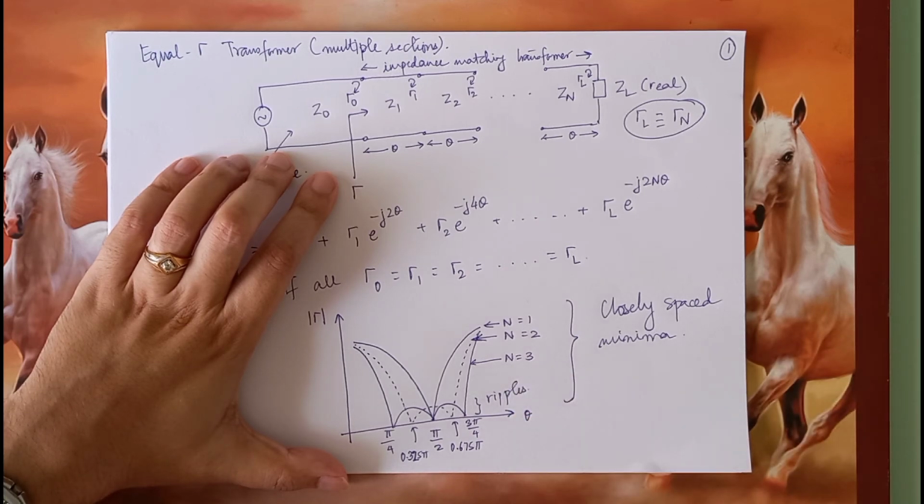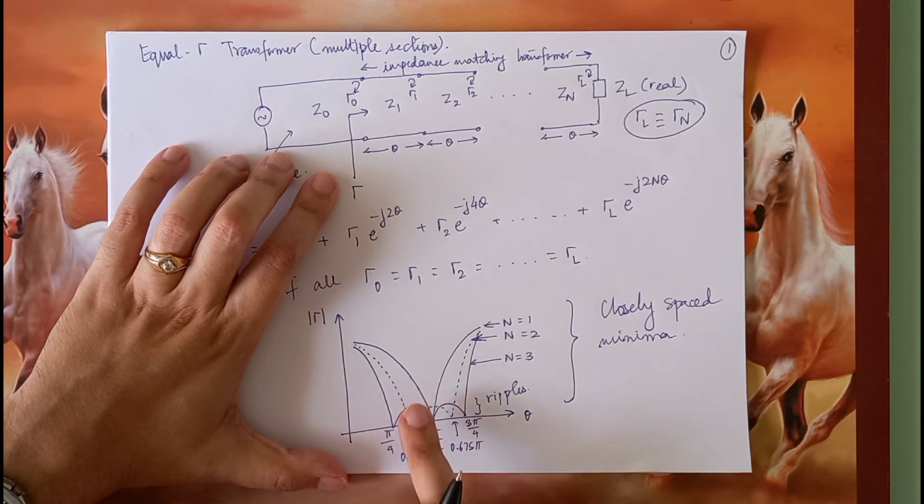So there may be certain applications where these ripples may not be needed. Suppose somebody might ask, can we do away with these ripples? Rather, can we have a flat response as long as the gamma is low? As long as the gamma is low, can we have a flat response, close to 0? Well, that's possible.